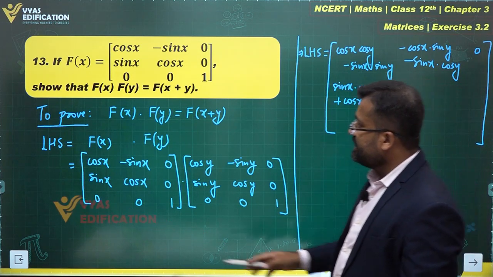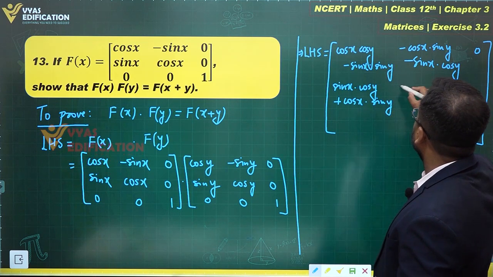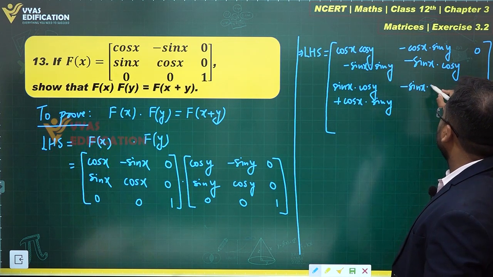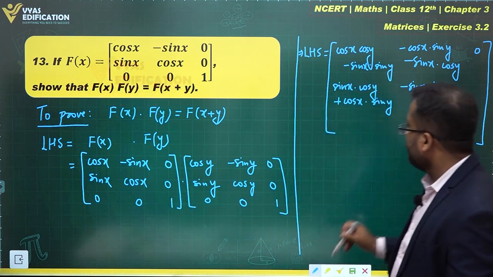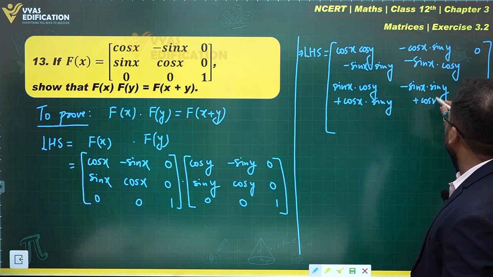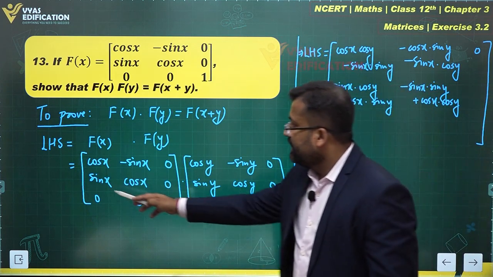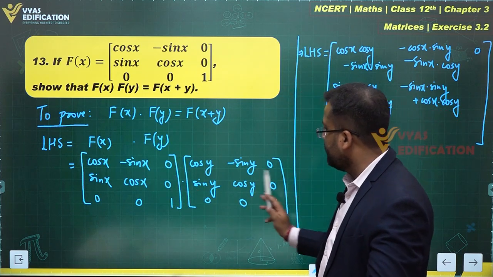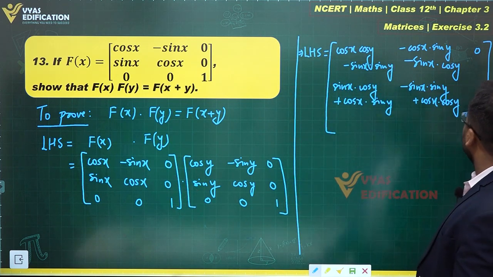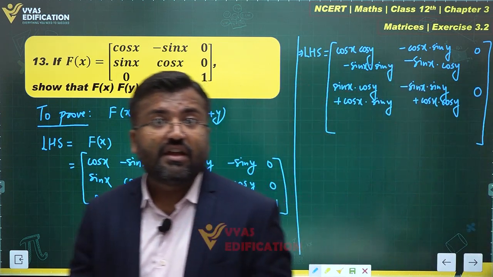What else? Let's multiply the second row with the second column. Sin x times minus sin y, which is minus sin x sin y, plus cos x times cos y. What next? This row gets multiplied with this. We have sin x times 0, which is 0. Cos x times 0 is 0. 0 times 1 is also 0. So this element over here is equal to 0 only.